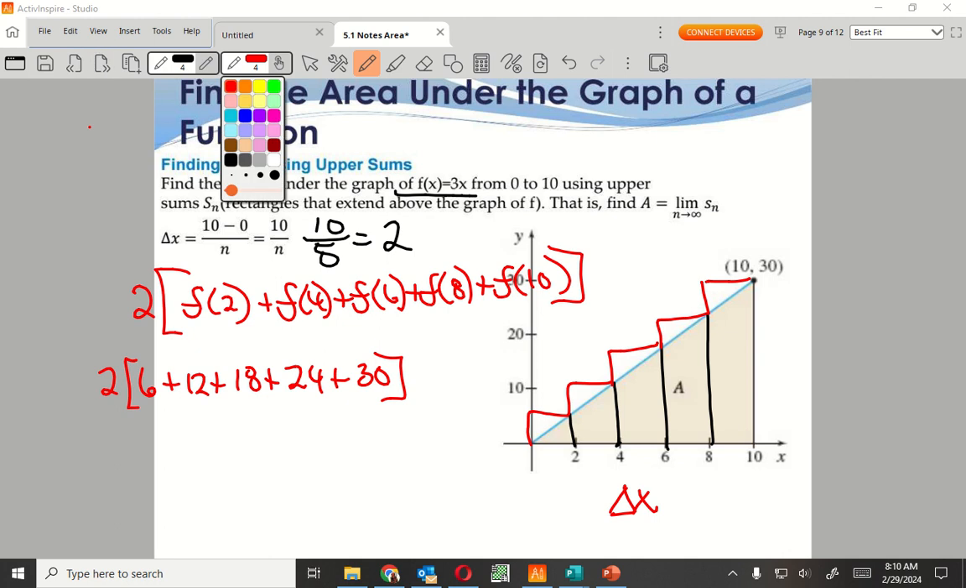I'm going to do a bit of mental math here. So I got 30, 60, 90, 100. Yeah, 90. No, wrong. So 90 times 2. 180.